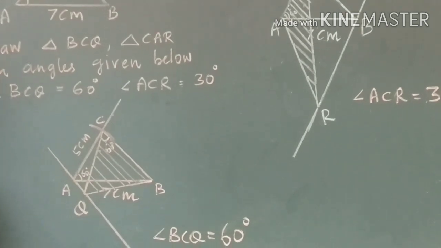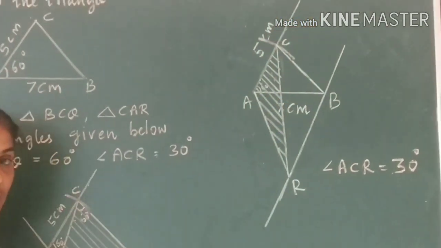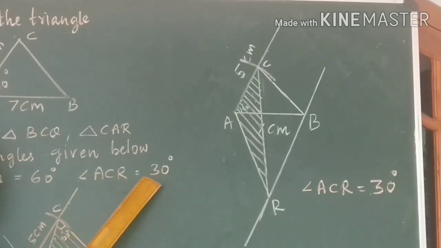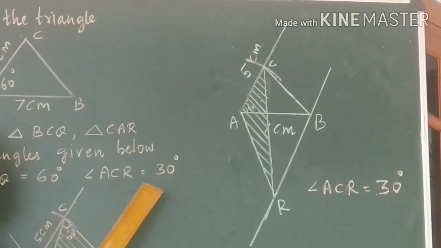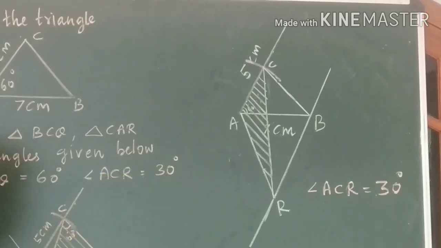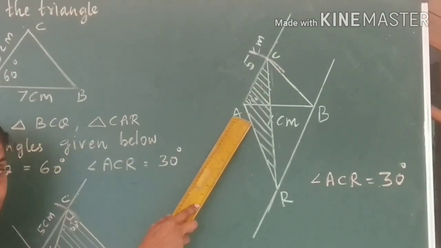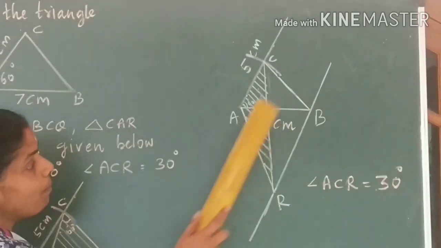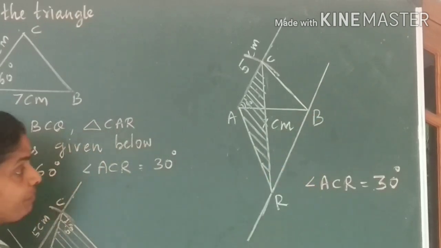Come to the next question. Same figure I have drawn first of all. Question, angle ACR is equal to 30 degree. So what is our base? AC is our base. So with AC as base, draw a line parallel to it through B. So I have drawn a line parallel to it.